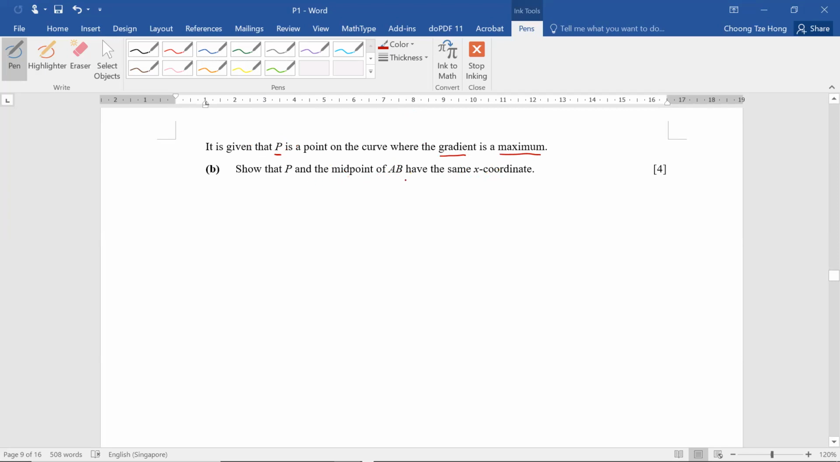P and the midpoint of AB have the same x coordinate. Let's find the x coordinate of the midpoint of AB. So we can do that very easily. So remember just now, for A, they didn't specify which one is A, which one is B, but we know that for A and B, the 2x that we got, x equals 1/3 and x equals minus half.